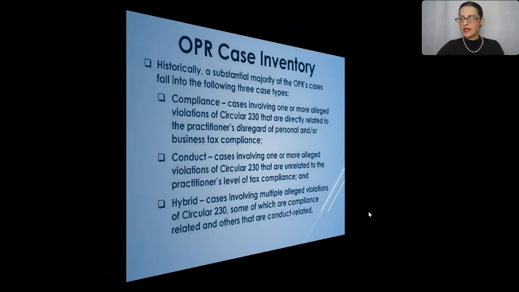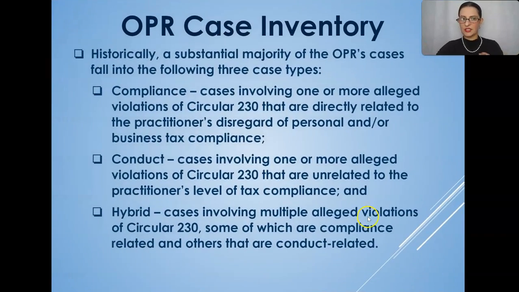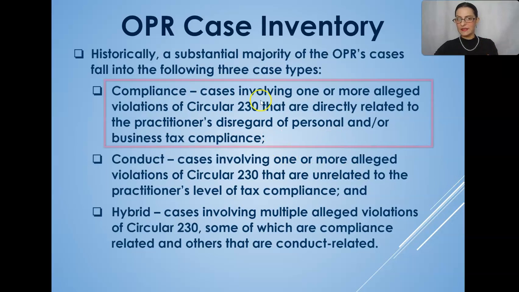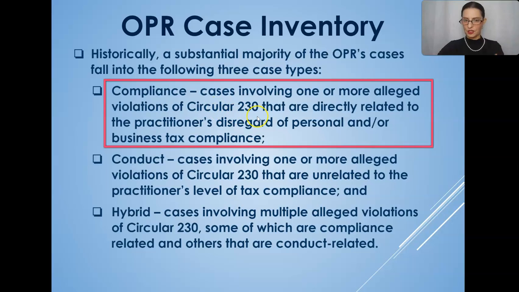According to that same publication, Publication 5637, historically, a substantial majority of the OPR's cases fall into the following 3 case types. So when there's a referral to OPR for practitioner misconduct, most of the cases have to do with these 3 things. So, compliance. These are cases involving one or more alleged violations of Circular 230 that are directly related to the practitioner's disregard of personal and/or business tax compliance.